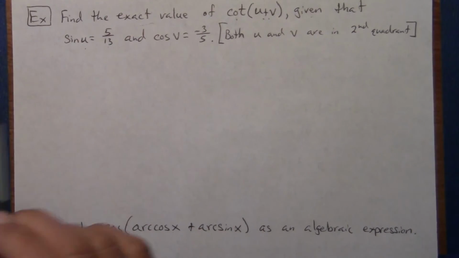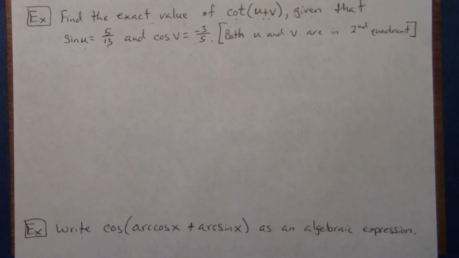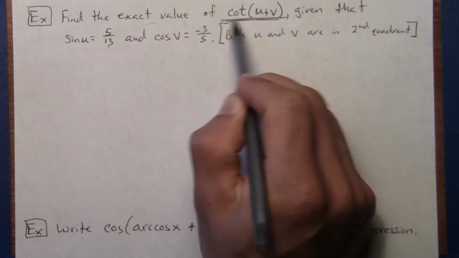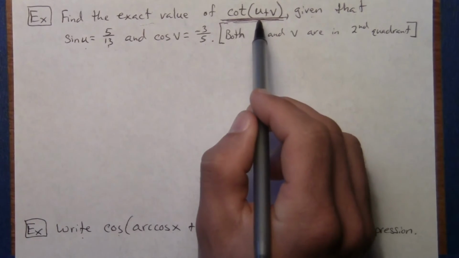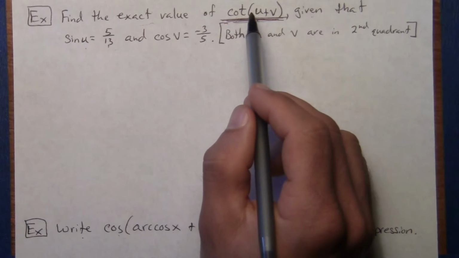I have to be careful. What everyone wants to do is use these specific numbers, and I'm going to use them somewhat, but I'm not going to use it right away. When I look at this, this is what I need to focus on. They're asking me to find the exact value of this. Well, that means I need to go back and look at one of my identities.